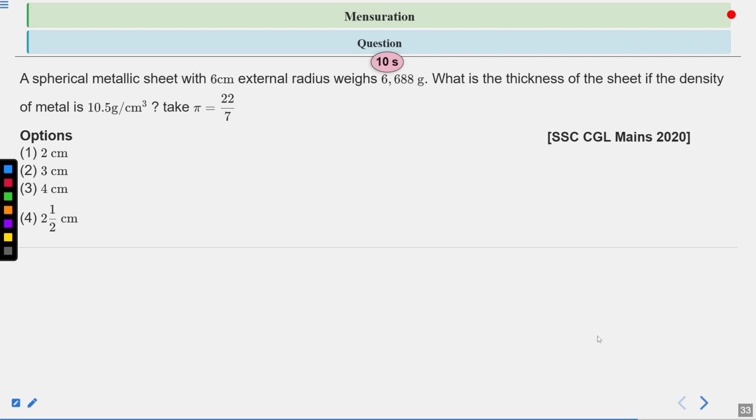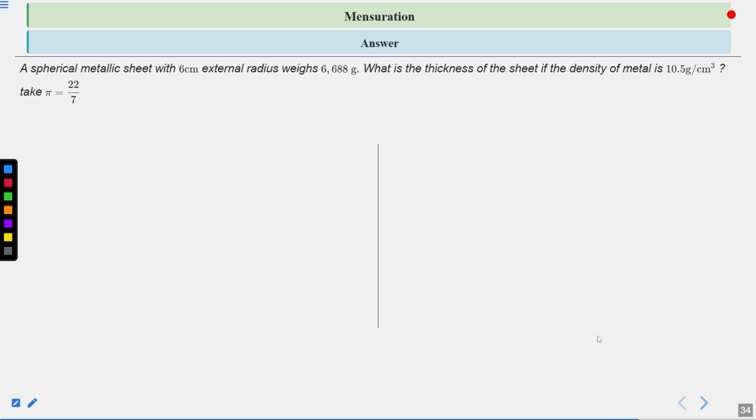Now you have 10 seconds to analyze the question. Your time starts now. Now time's up. Let's see the solution of this question. So the question says that a spherical metallic sheet with 6 centimeter external radius weighs 6688 gram. The question is, what is the thickness of the sheet if the density of the metal is 10.5 gram per cubic centimeter? Now we can calculate it by using the formula. So the correct answer of this question is the first one, which is 2 centimeter. Now see the detailed solution of this question.